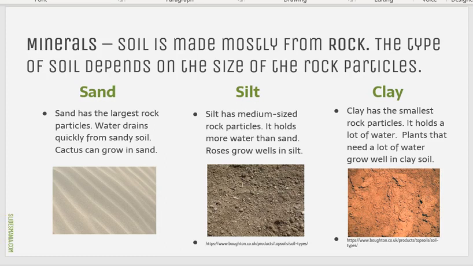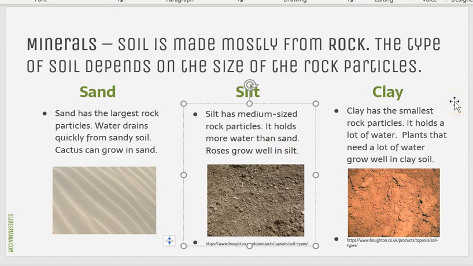Another type of rock particle is called silt. Silt has medium-sized rock particles. It holds more water than sand, so plants like roses grow well in silt. Not wells in silt. Look at that typo. It grows well in silt.